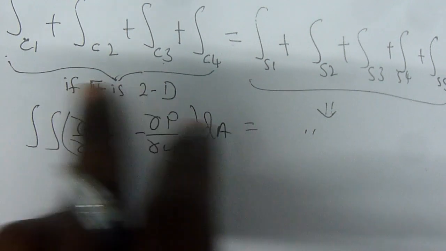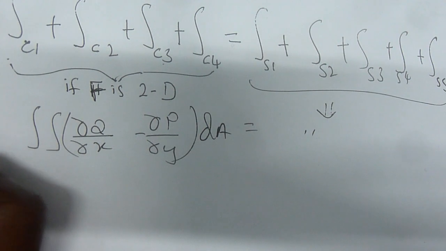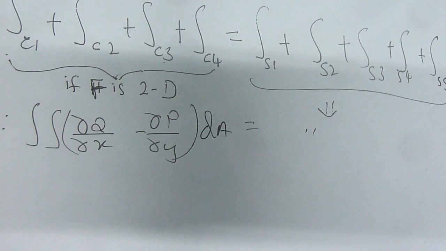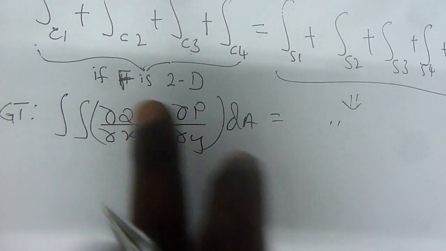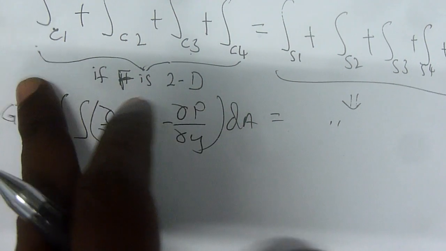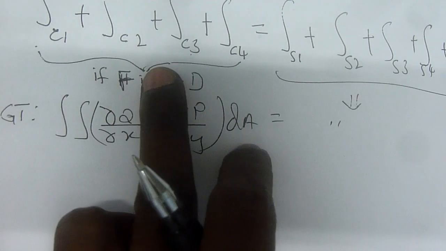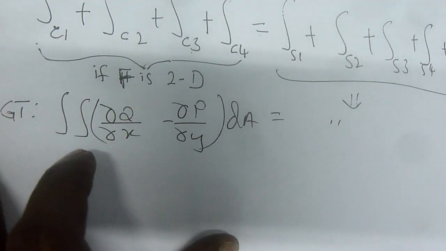If F is 2D, then immediately we can use Green's theorem. Remember, later I won't explain; I will straight away start using it. You may say, wow, why, sir, are you suddenly using Green's theorem? Because it's 2D. If it is 2D, then I can use Green's theorem, because it's a closed loop.